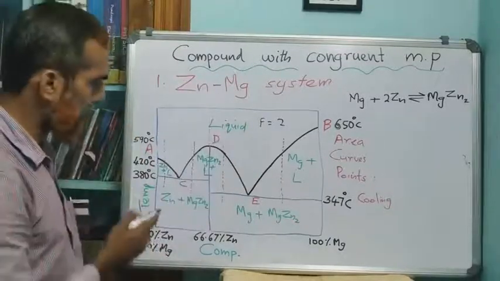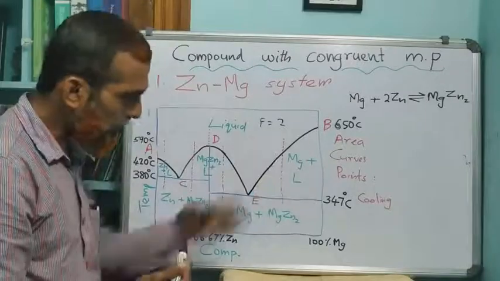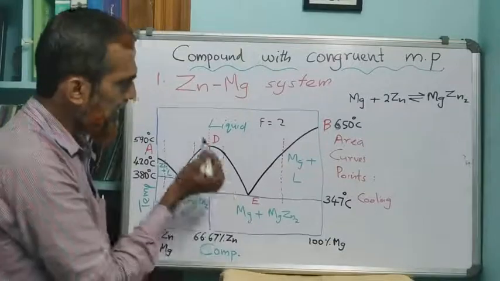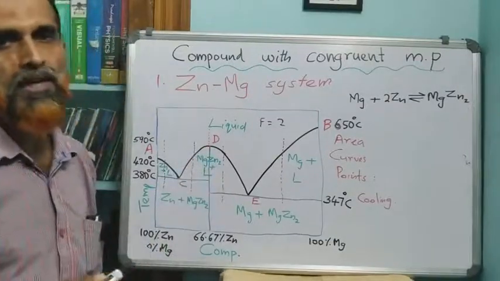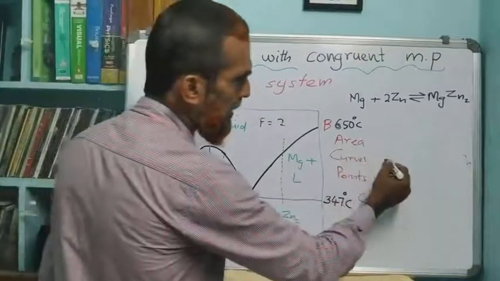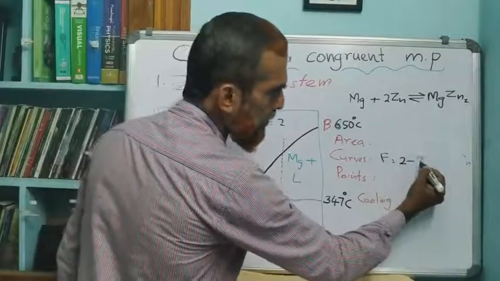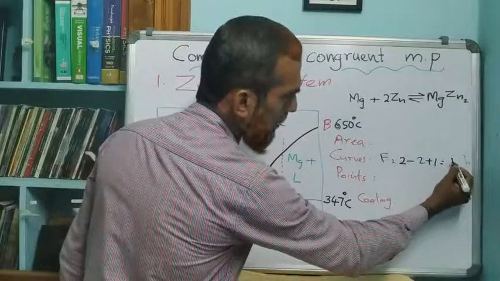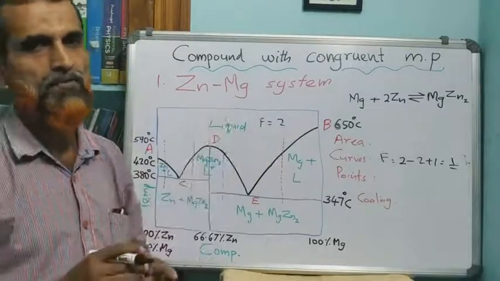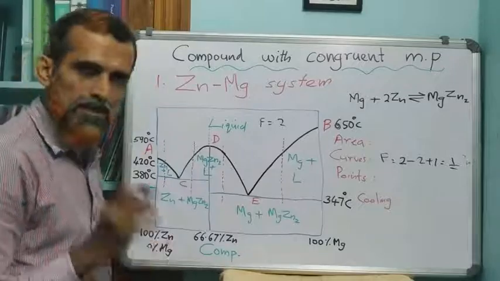Two phases in equilibrium. Here it is magnesium in equilibrium with the liquid melt of varying composition. And here, along this curve, it is MgZn twice solid in equilibrium with the liquid melt of varying composition. So two phases are in equilibrium here. So F equals, for a two component system, 2 minus 2 plus 1 equals 1. System is monovariant along all the curves. That's a common feature in any phase diagram. System is monovariant, right?